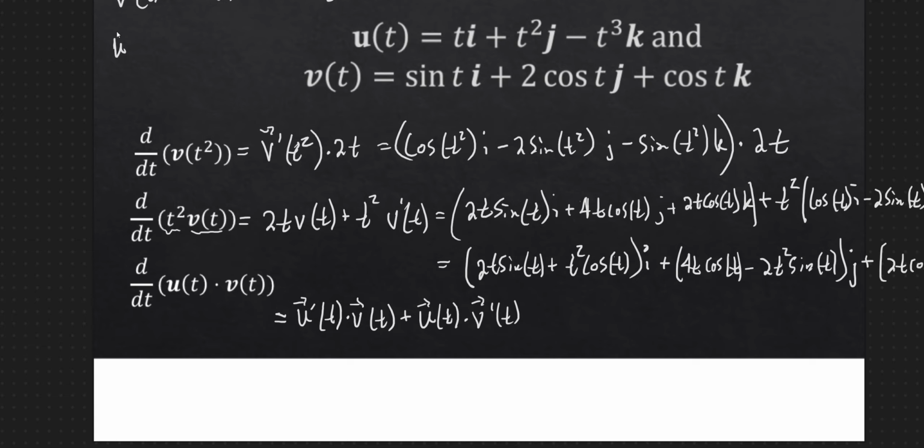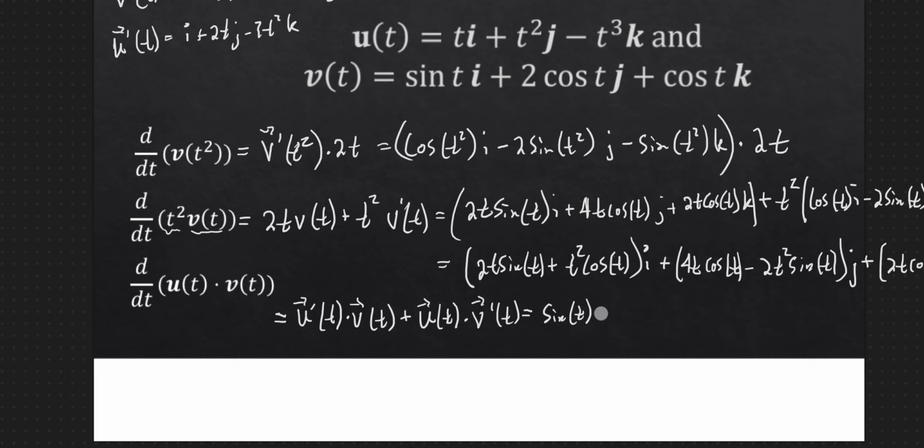All right, what is u prime? I should go ahead and get that now. I'll need that. So that's going to be derivative of t is just 1. So this is i plus 2t j minus 3t squared k. And now I can take the dot product u prime with v. So what'll that give me? u prime dot v. So that's 1 times sine of t in the i direction. So that's just sine of t.